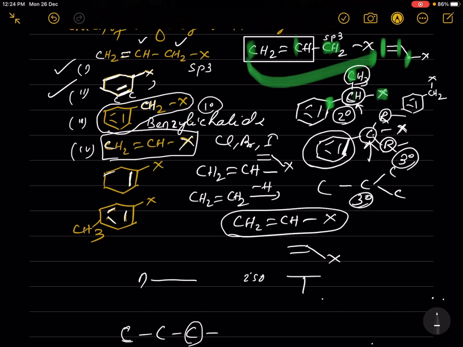Then this one is also vinylic halide. Why? You see, this is not a benzene ring because there is only one double bond, and this halogen is attached to this carbon, and this carbon is sp2 hybridized.